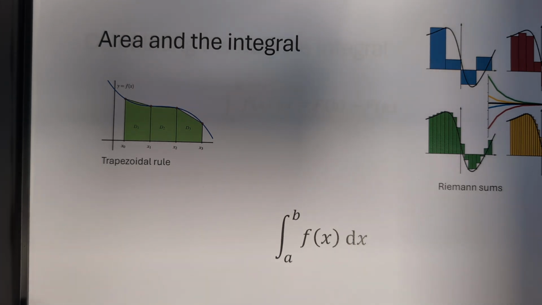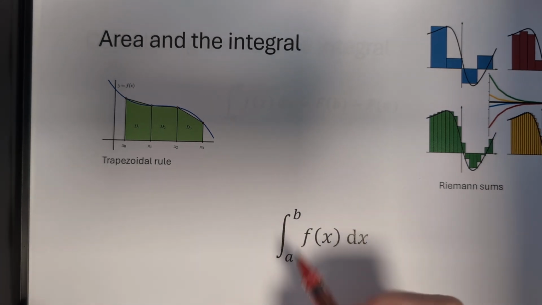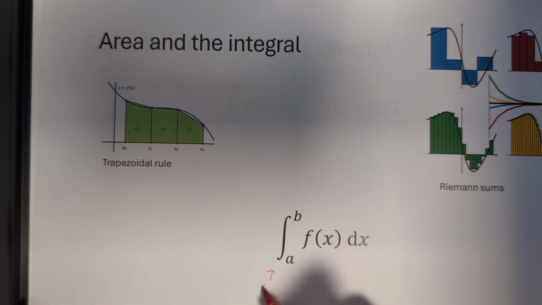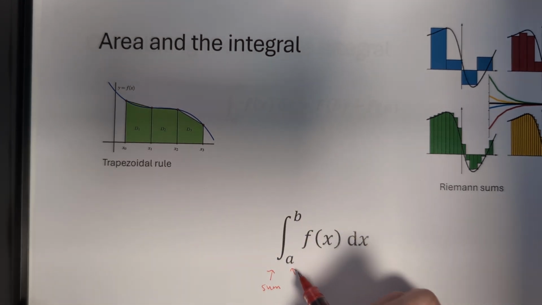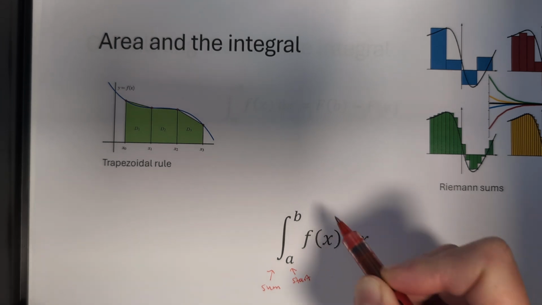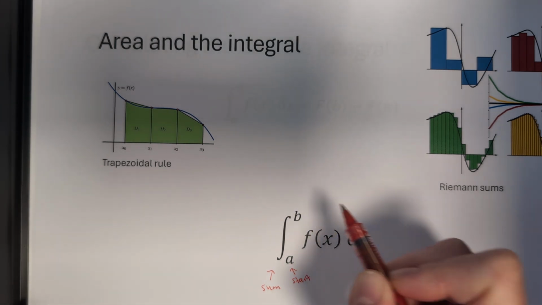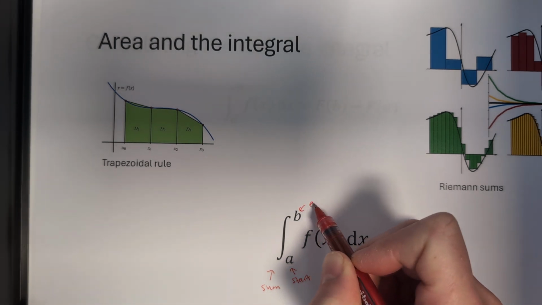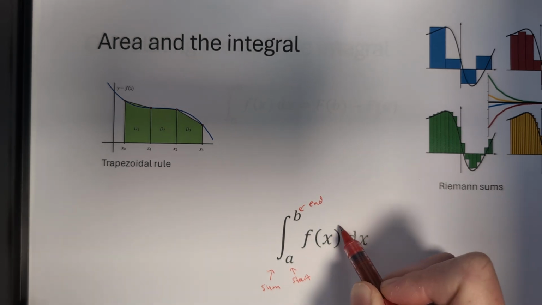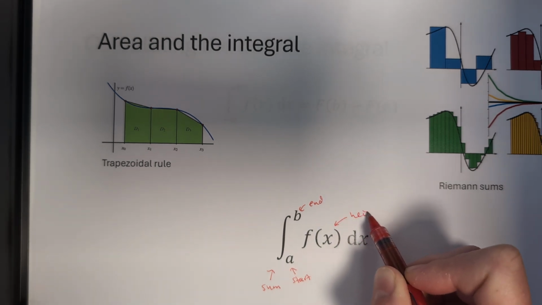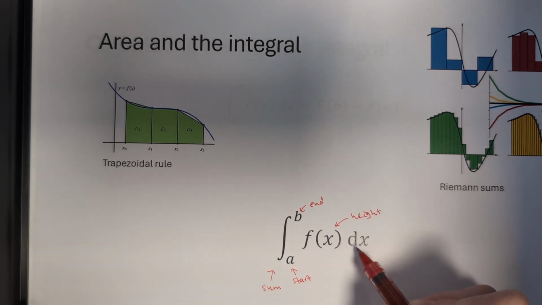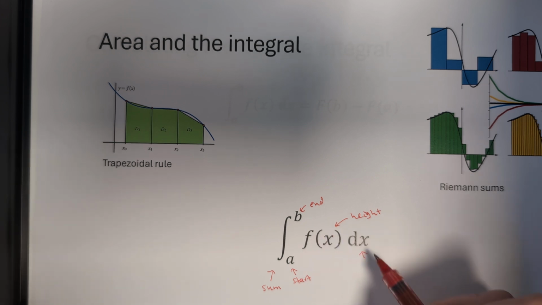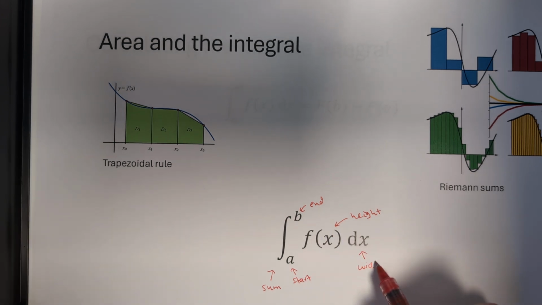What this is saying is you're adding up. This big extended S means the sum. This is the sum from the starting to the ending point, just like in the sigma notation for adding things together to the end. This is the height of each of the rectangles, of course, the y value, and this is how wide each rectangle is.